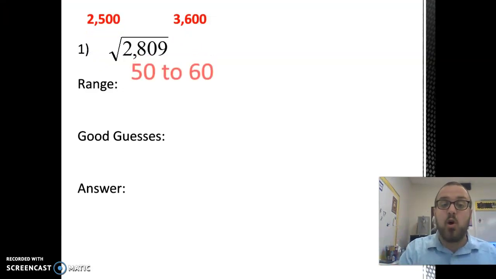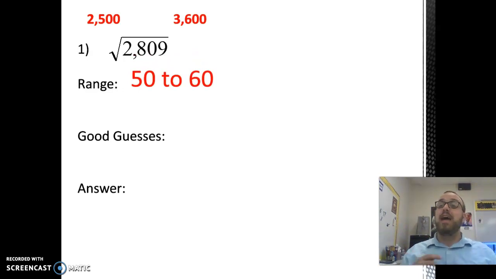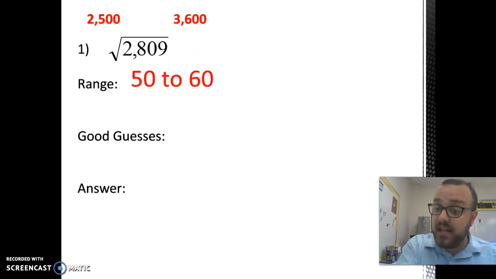So the range I'm going between, I know the square root has to be between 50 and 60. And again, I know that because I know the square root of 2,500 is 50 and the square root of 3,600 is 60. This number falls in between. Its square root needs to fall in between as well. Once I figured out that range, I'm then going to go ahead and make some good guesses.